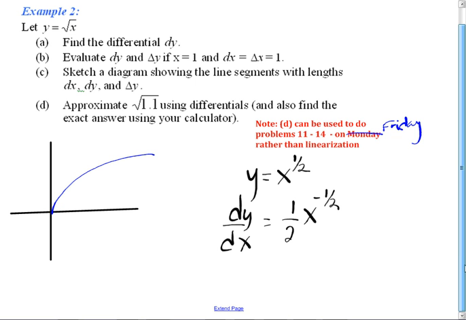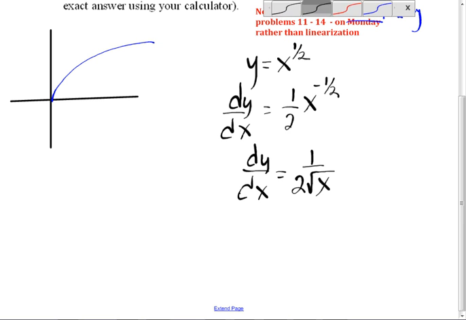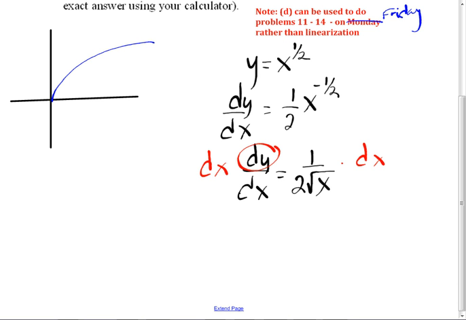Well, I don't like the way that looks. Do you? I don't like that negative 1/2. So dy over dx is equal to 1 over 2 times the square root of x. Is that okay? And then I want to solve for dy. I want this guy by itself, so I'll multiply both sides by dx. It's just the derivative of the function times dx.